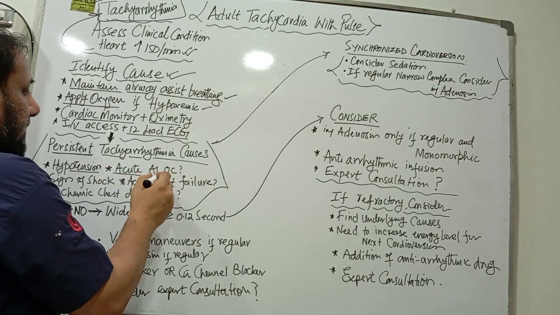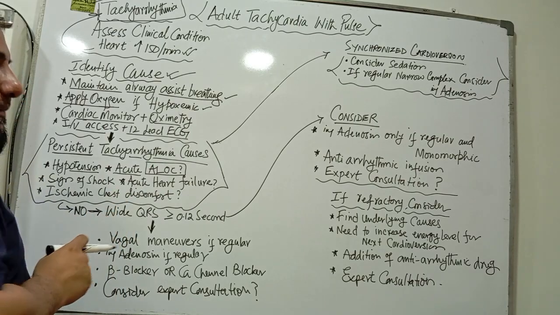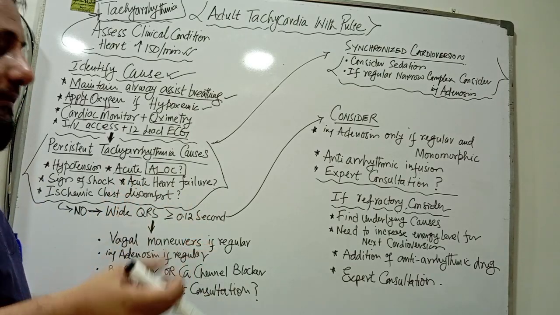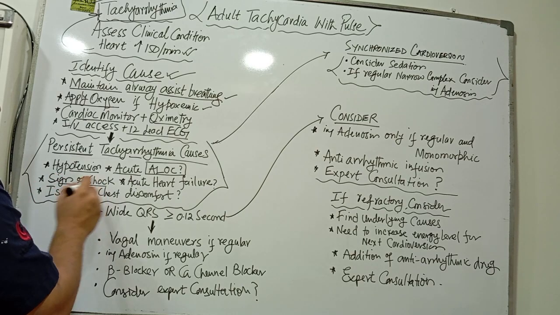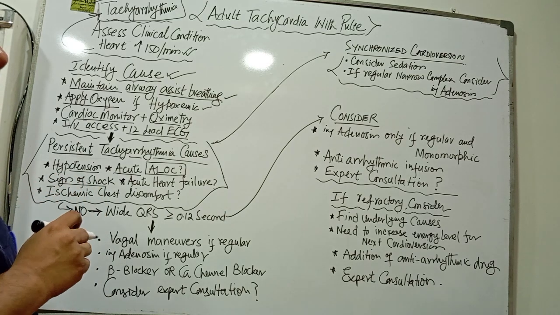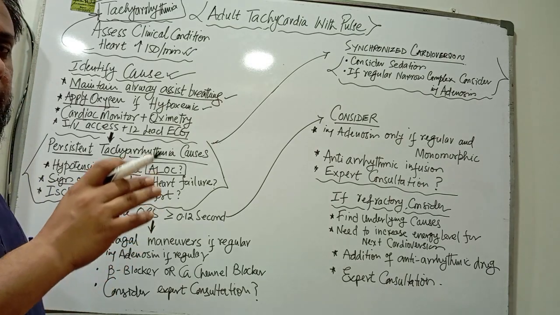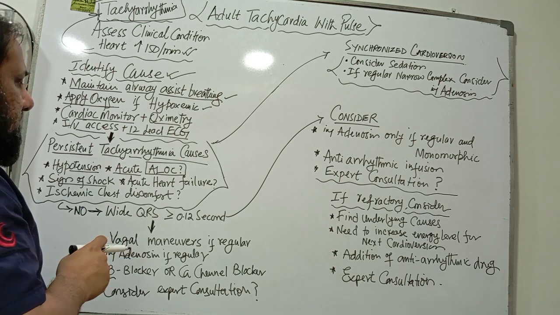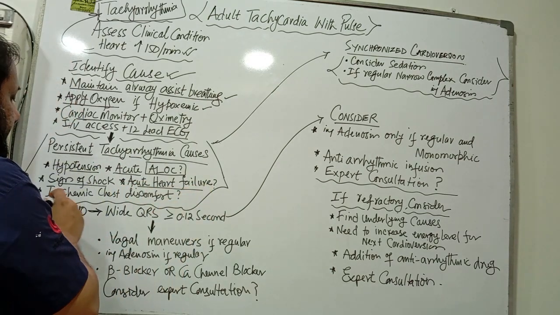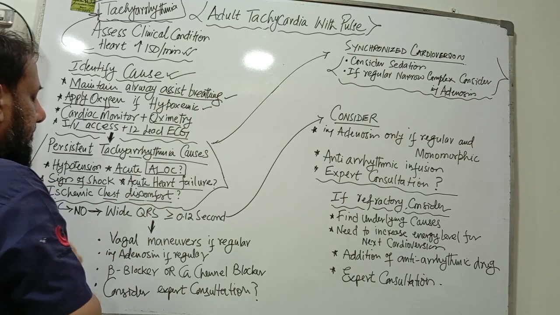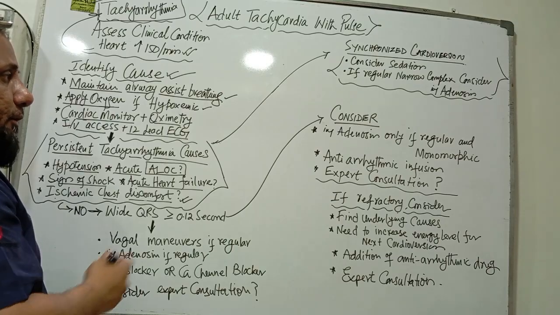Secondly, acutely altered mental status, a sudden altered level of consciousness. The third is signs of shock. Your patient may be in septic shock or cardiogenic shock, which is also a cause of tachyarrhythmia. Maybe acute heart failure or ischemic chest discomfort. Your doctor will assess and tell you, the nurse, what to do.